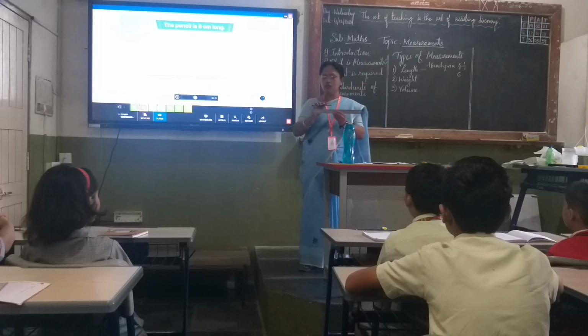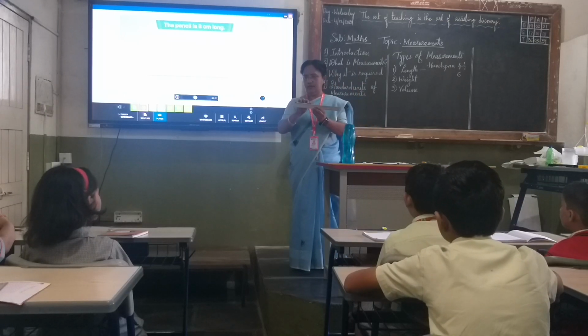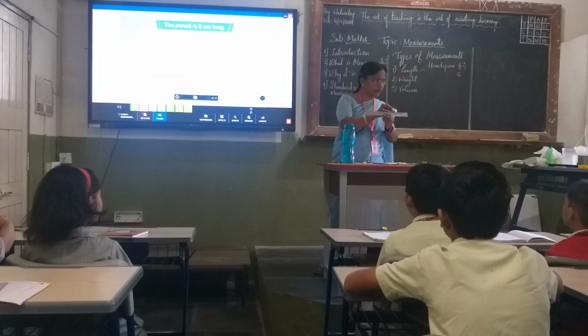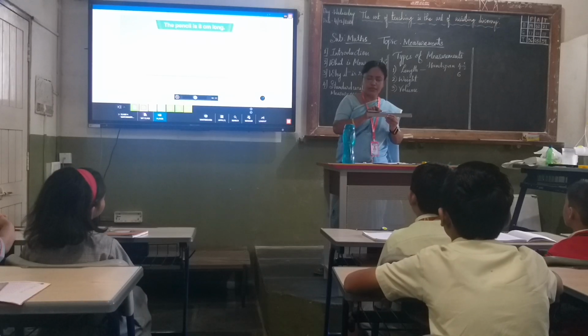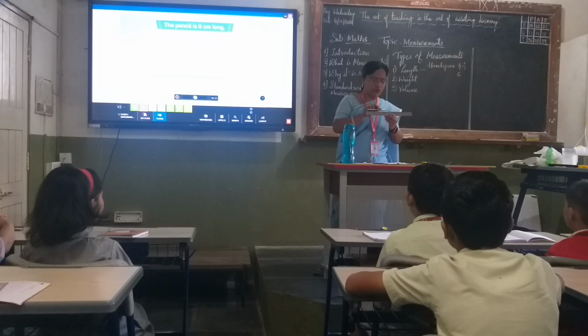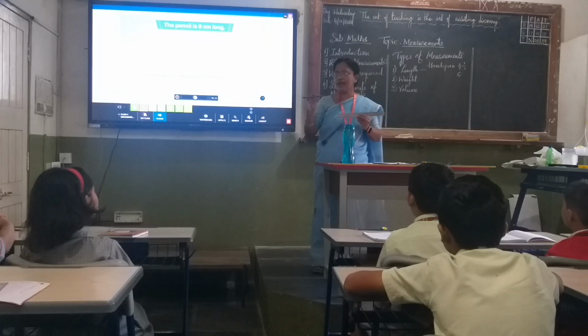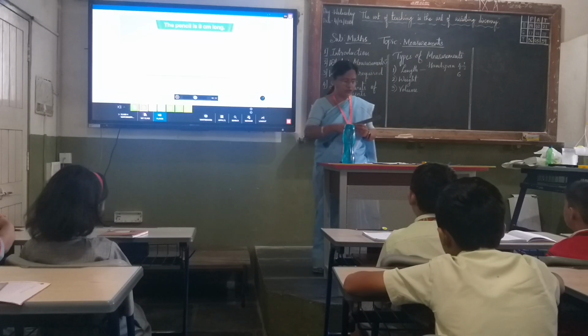15.6 centimeters. You should not keep the pencil here at 1 centimeter or the middle of the ruler. You always have to keep it at the 0 mark. If you keep and measure this way, you will get the exact length of the pencil. Understood?